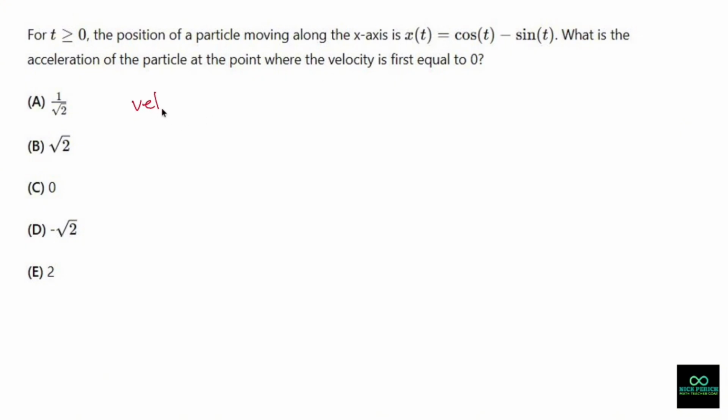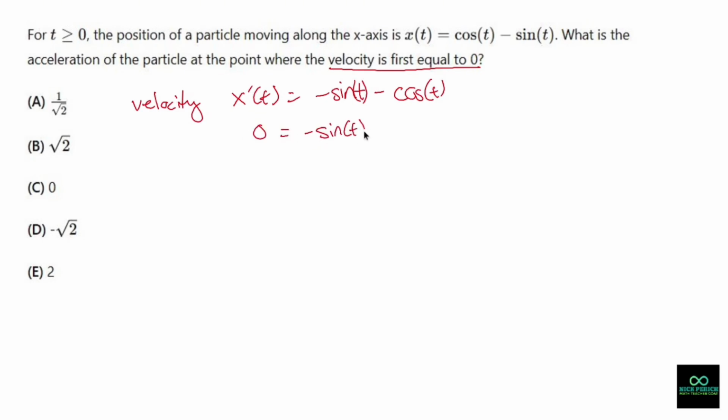So the velocity function is going to be the derivative of that. So x prime t is going to be the derivative of cos t, which is negative sine t, minus the derivative of sine t, which is cos t. Why I put that in parentheses and I didn't put that in parentheses, I don't know. But so I have my velocity function. I care about when the velocity function is first equal to 0. So let's set that equal to 0. And so 0 now equals negative sine t minus cos t.